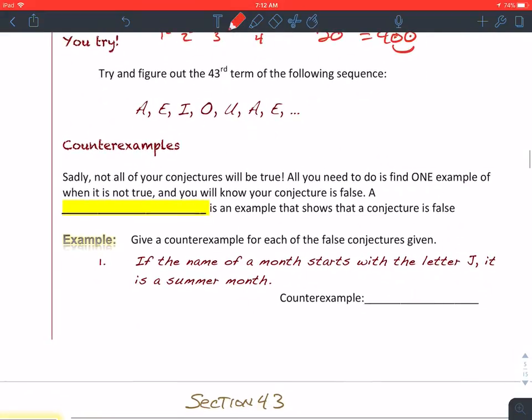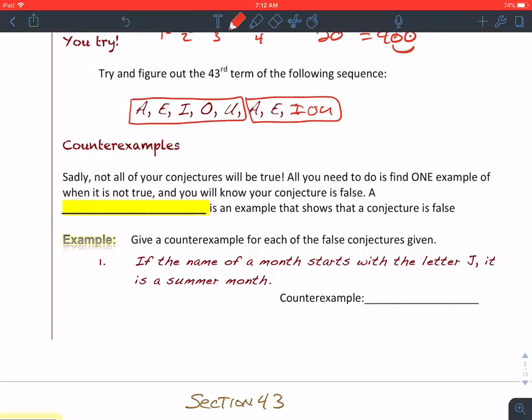Next one, try to figure out the 43rd term in the following sequence. A-E-I-O-U, A-E-I-O-U, A-E-I-O-U. Just keeps going the same pattern of the vowels in the English language. Maybe there are vowels in other languages too. I don't know. I'm not a language expert. So the first term, second term, third term, fourth term, fifth term, this repeats. 6th term, 7th term, 8th term.